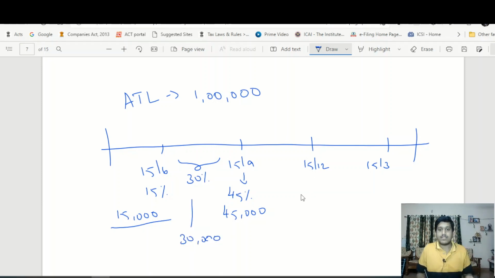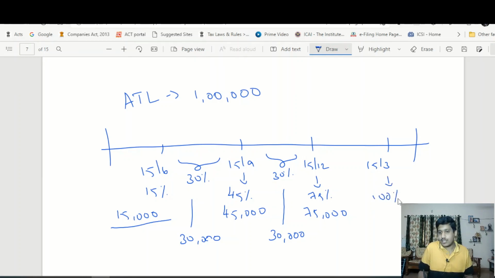Likewise from September, 75%, which makes it 75,000. Again 30%, which is 30,000 again. Likewise, 15th of March, 100% needs to be discharged, which is 1 lakh. The differential amount is 25%, which makes it 25,000.